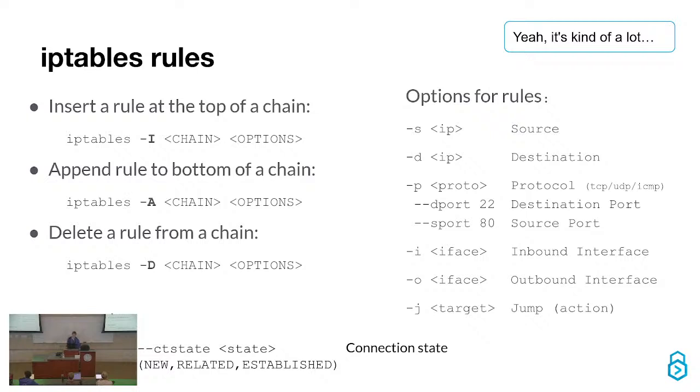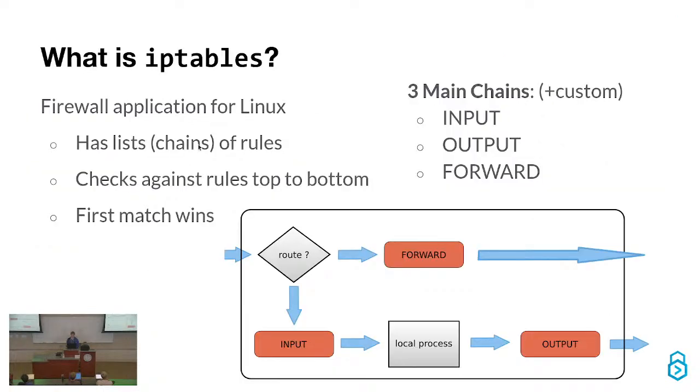So, iptables. This is where it gets fun. This might look kind of complicated, and that's because it is. There are a few basic commands: insert a rule at the top of the chain, append a rule to the bottom of the chain, or delete a rule from the chain. Those are your basic flags. So this is basically what you're doing with a chain, from these three chains: your input, output, or forward chains.